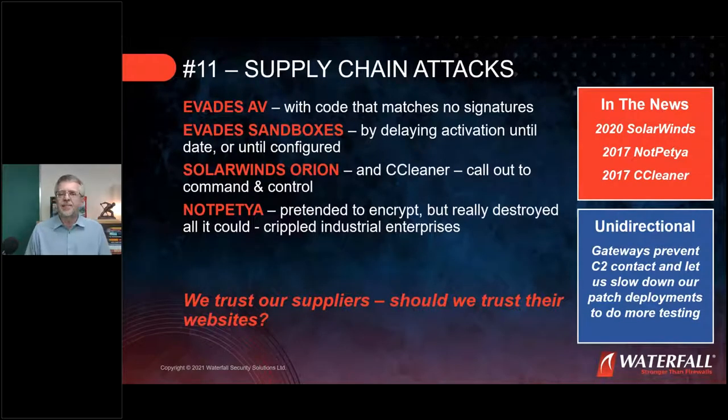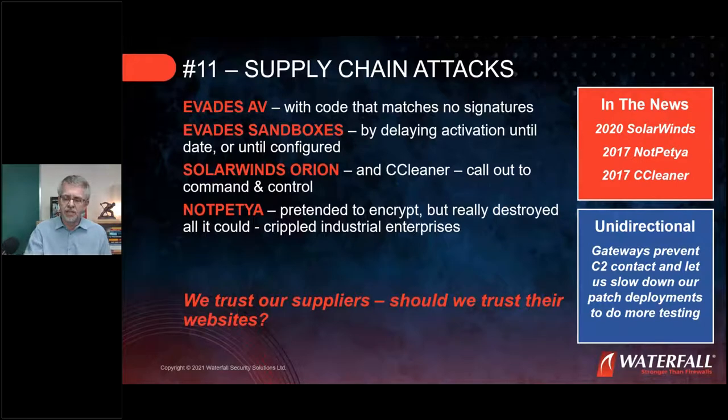Supply chain attacks. This is something a lot of people have been talking about very recently. We trust our vendors. Should we trust their security updates? SolarWinds is what everyone's talking about. There's been others. NotPetya was a malware embedded in an automatic update for a Ukrainian tax program. NotPetya pretended to be ransomware, but really just destroyed everything. NotPetya crippled a whole bunch of industrial enterprises for days. You can Google it. The lawsuits are still underway.